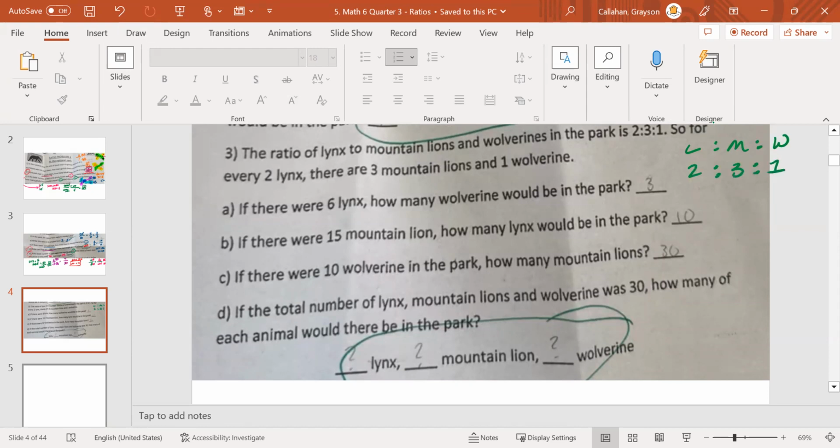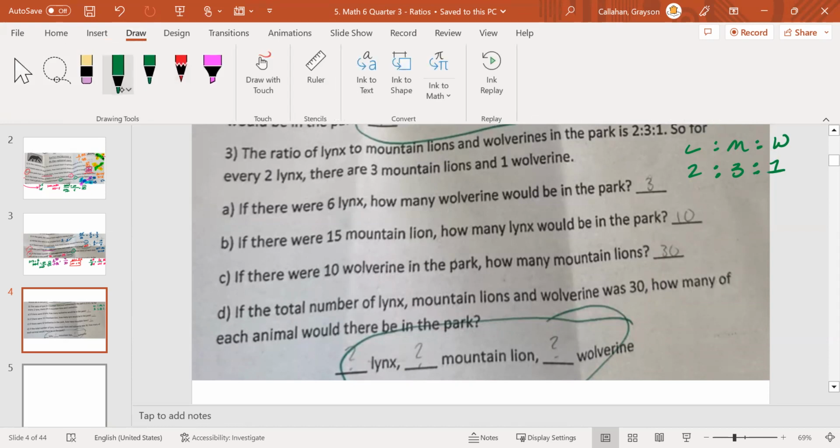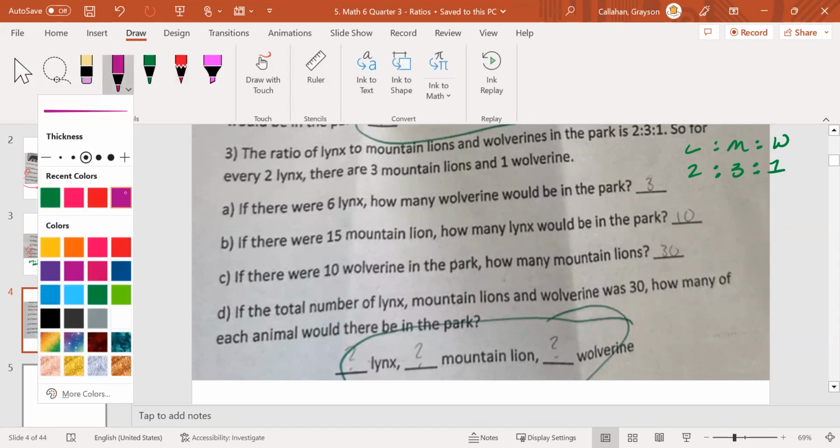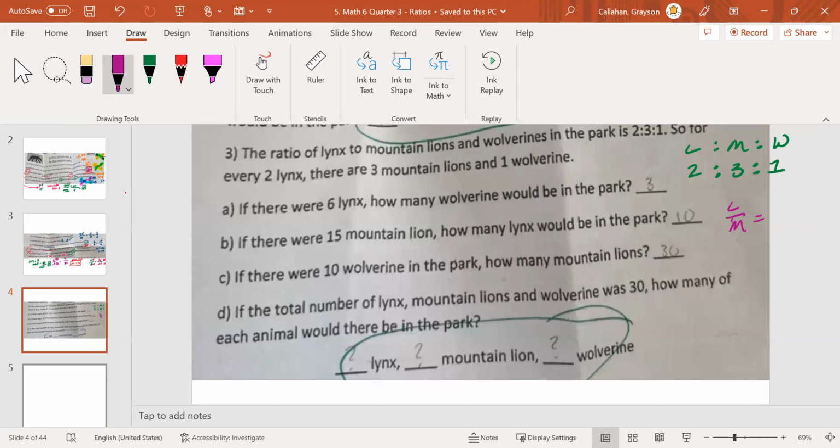Now, if you decide to go ahead and do them separately, you can do them separately. Like if you want to do lynx to mountain lions, you do 2/3 like that, okay? Or lynx to wolverines, you could do 2/1. Do you see that? You could write them as a fraction separately like that, but you cannot have 3 of them in a fraction, okay?